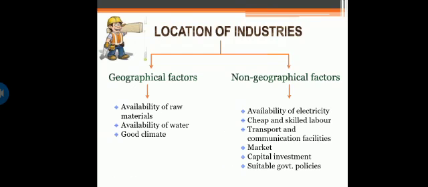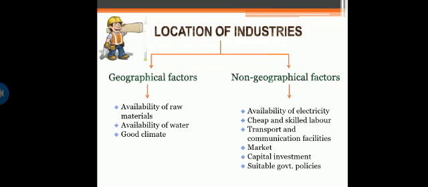In the next slide, we are going to learn about location of industries. Before starting a factory or any company, they search for geographical factors and non-geographical factors. So let us see what the geographical factors are first: availability of raw materials, availability of water, good climate. I am sure, children, that in the manufacturing industry we need raw materials.